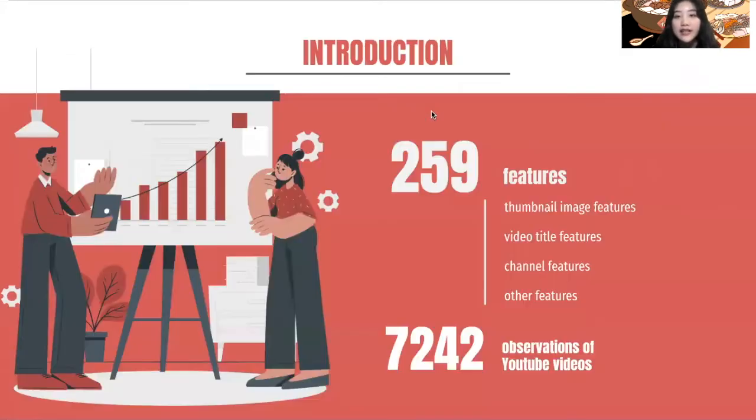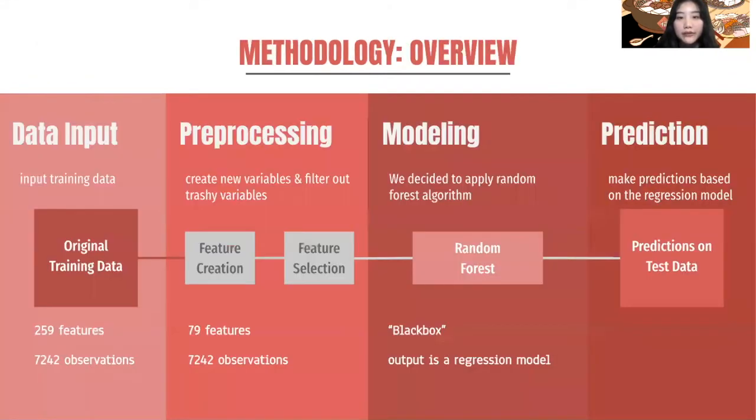Here we have a dataset containing this many observations, each with measurements in 259 features in 4 categories: thumbnail image features, video title features, channel features, and other. Here's an overview. We first started with inputting the training data, and then pre-processing by doing feature engineering, model building with random forest, and finally making predictions.